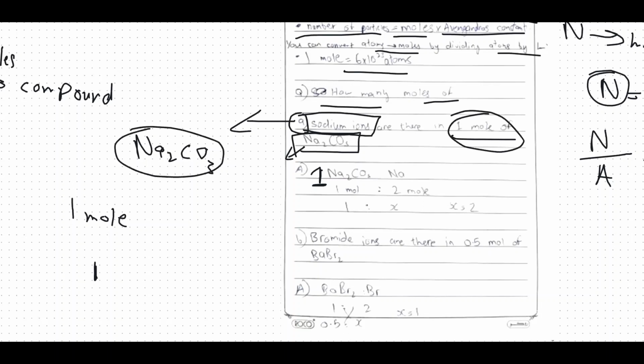And in this 1 mole, how many molecules do I have? I only have 1 because the suffix is 1. So I have 1 molecule of Na2CO3. Compare this. Now you'll use the ratio method. So 1 mole, right? And how many moles of sodium are present in Na2CO3?